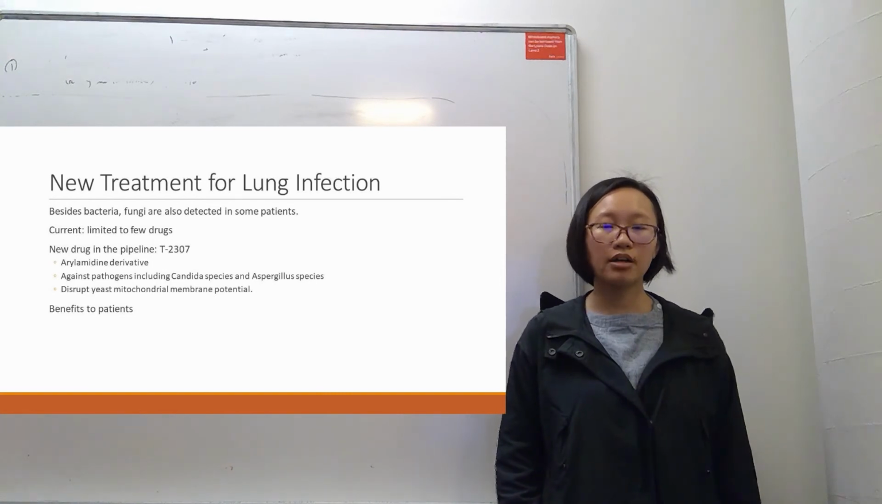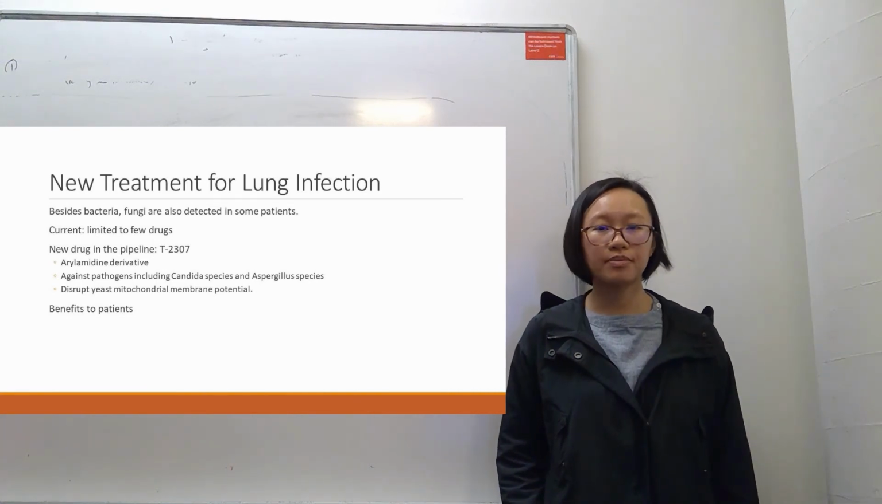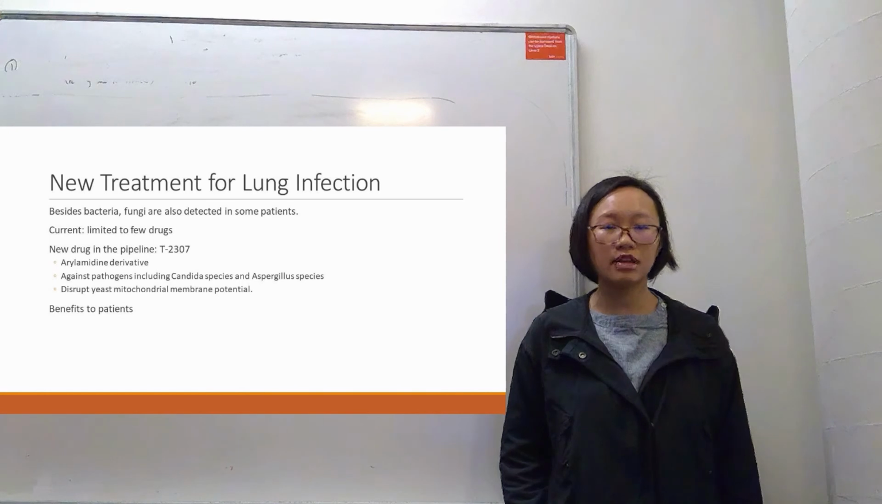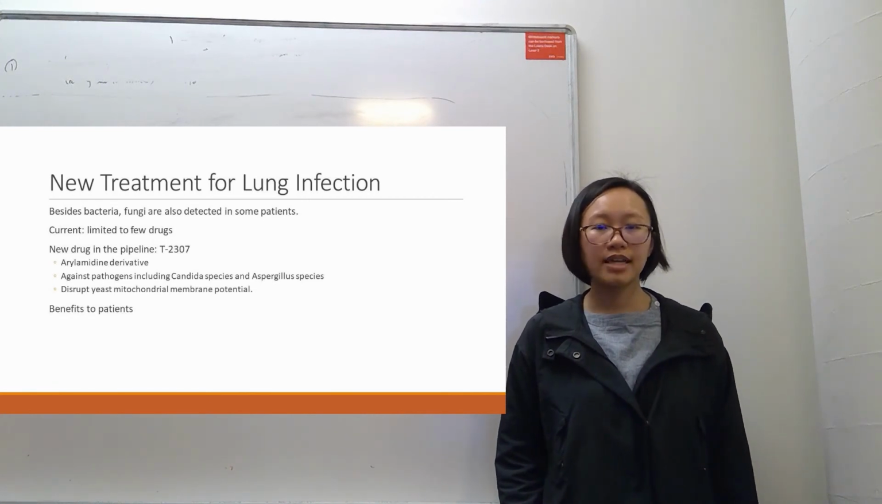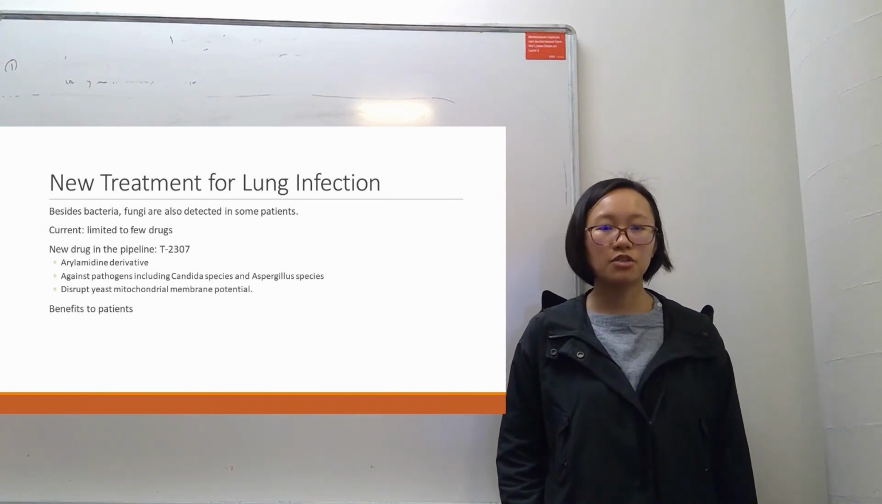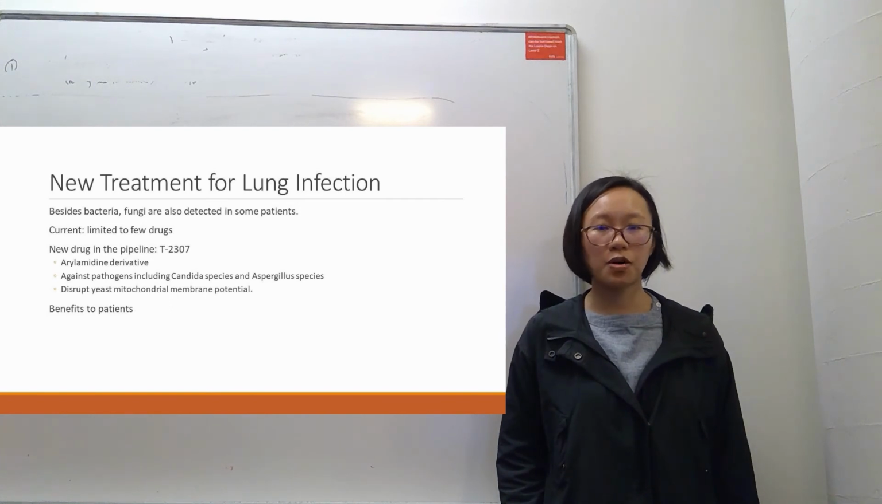There is a new drug called T2307. It's an arylamidine derivative. It exhibits potent broad spectrum activity against clinically significant pathogens, including Candida species and Aspergillus species. In the research, when you use T2307, it may interfere with the mitochondrial function of the yeast.